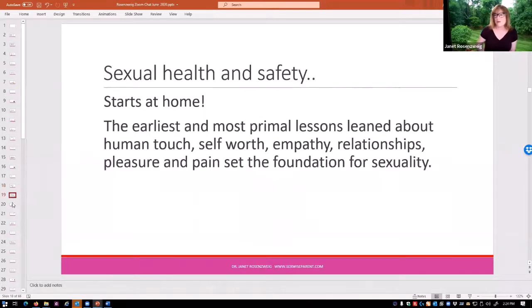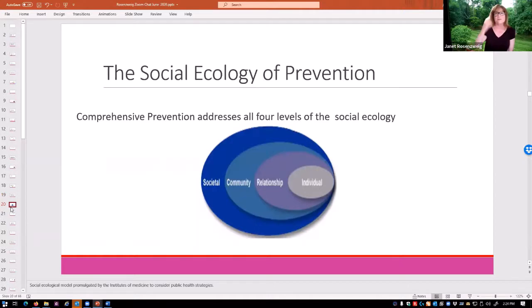So I really believe that sexual health and safety starts at home. The earliest and most important primal lessons learned about human touch, self-worth, empathy, relationships, pleasure, pain, all of these messages are learned at home, and they all set the basis for future sexual health and safety.